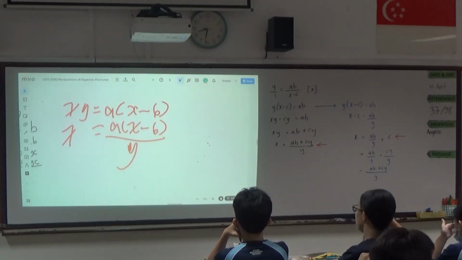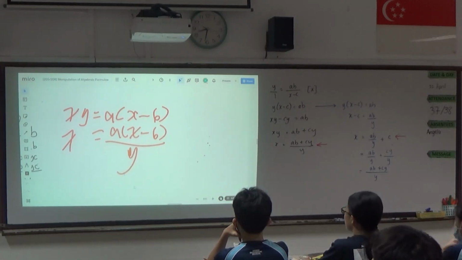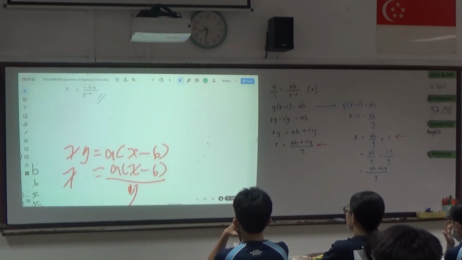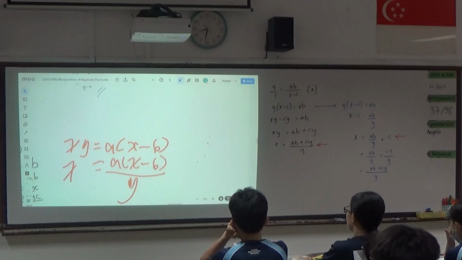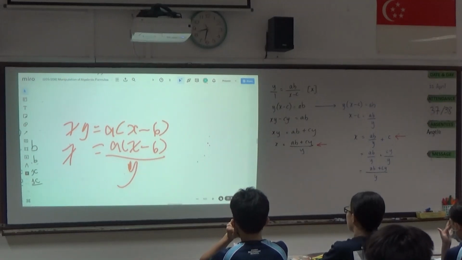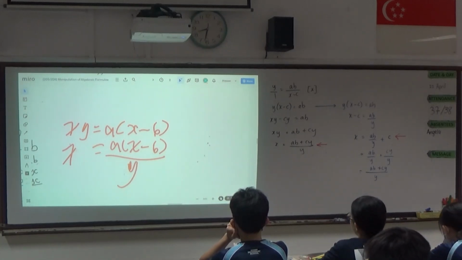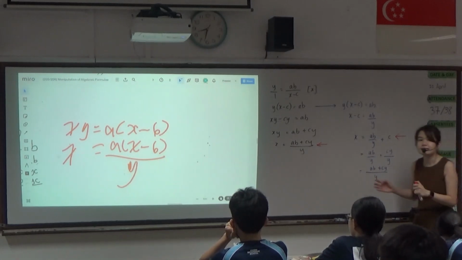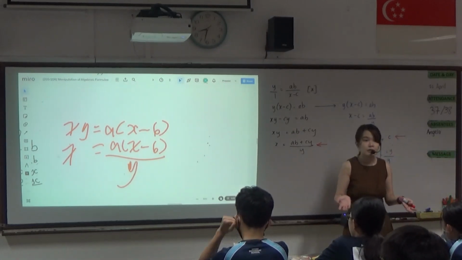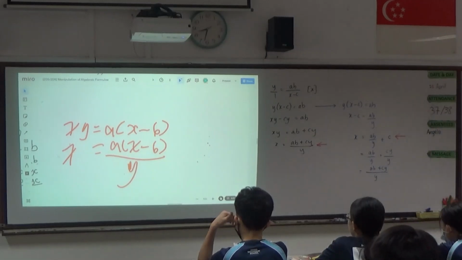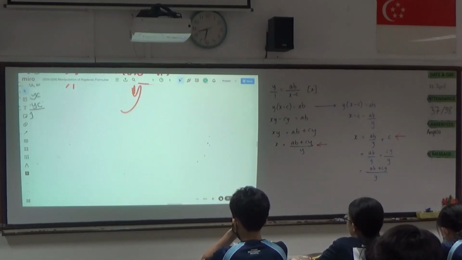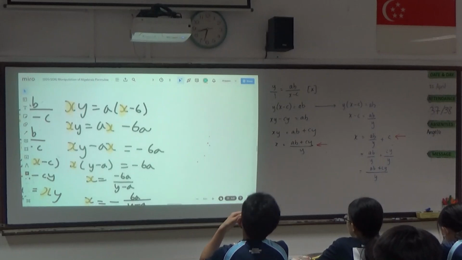Group 2 has a times x minus 6 over y. So rather different. Definitely in group 2 we know that this doesn't meet the requirements already, because we have x found over here, and we also have x found over here. To make something the subject, x can only appear at one place. So that is a criterion. Group 2 is already not meeting the expectations.